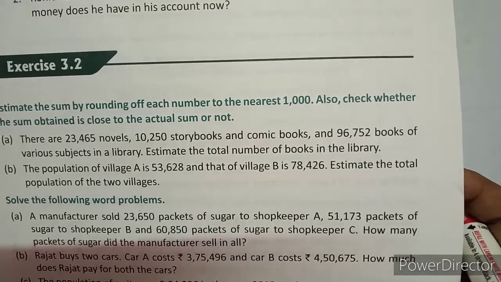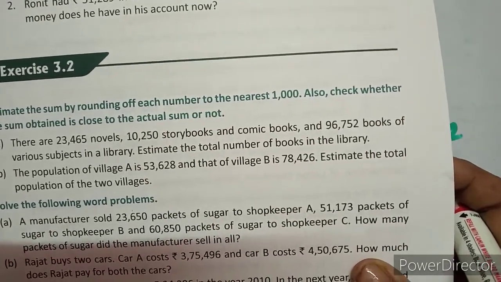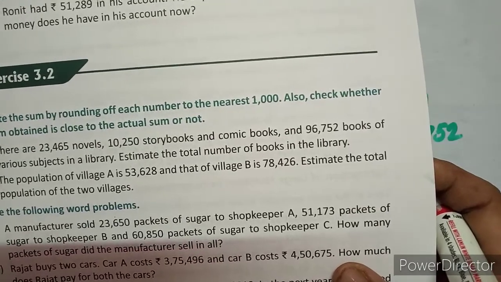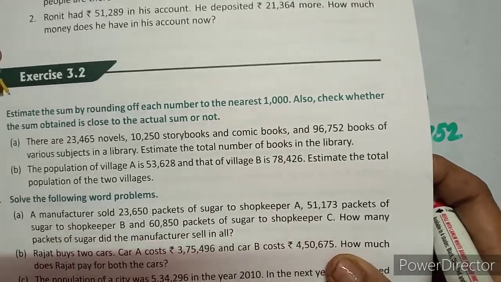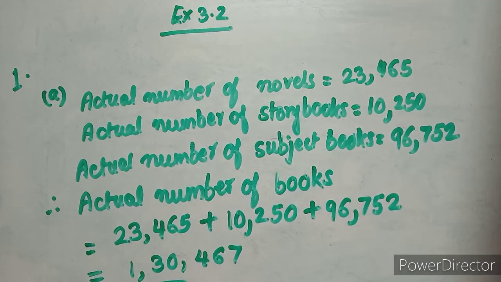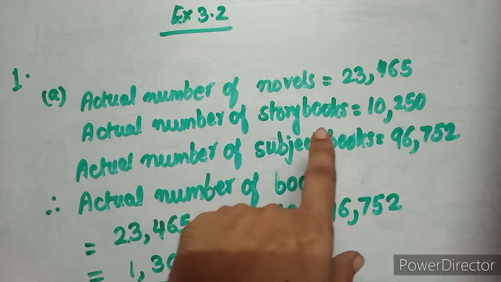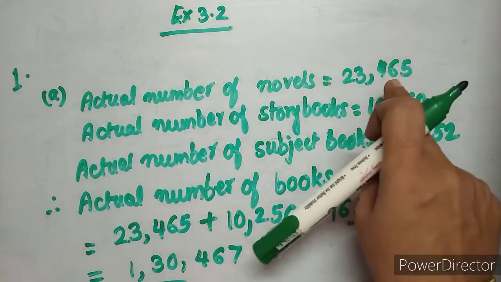So you have the word problem and you first need to do the actual calculation of the books you have in your library. Then we will go for the estimated value. So we will first go for the actual value. Now see, I have written the problem in a statement. Actual number of novels 23,465, actual number of storybooks 10,250 and actual number of subject books 96,752. Now what you have to do is add these three numbers.